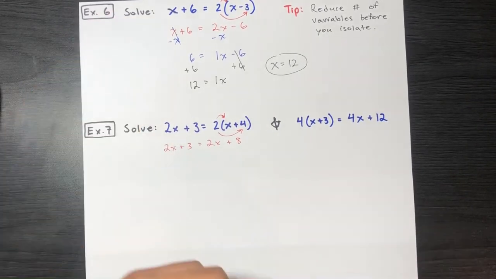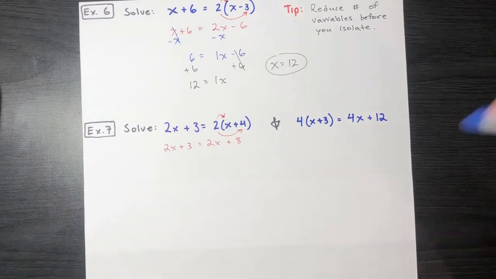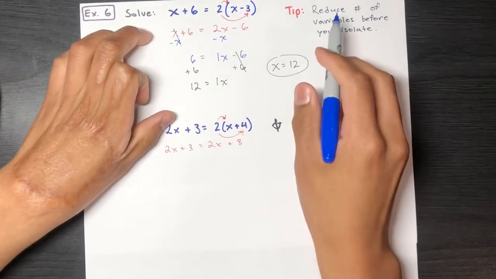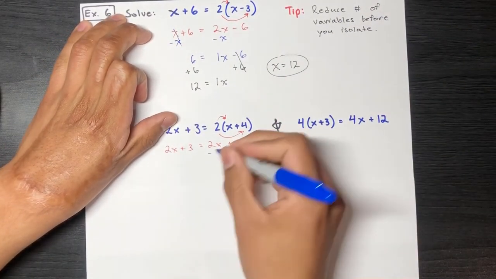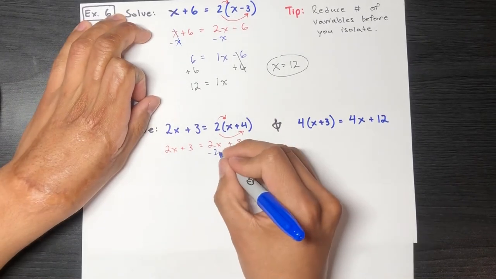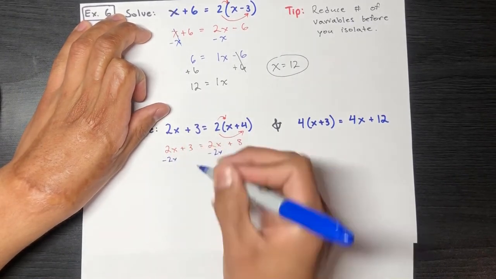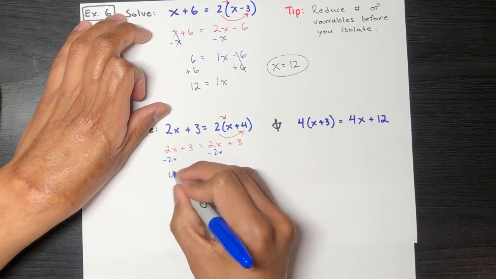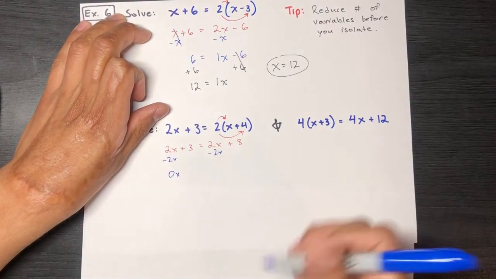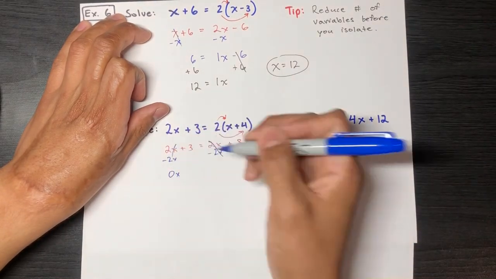Go ahead and get that variable by itself. So combine, reduce the number of variables, subtract. Since this one's 2 and this one's 2, we're just going to subtract 2x from both sides. And then what do we end up with? 2x minus 2x is going to equal 0x. That cancels out. This one's going to cancel out.